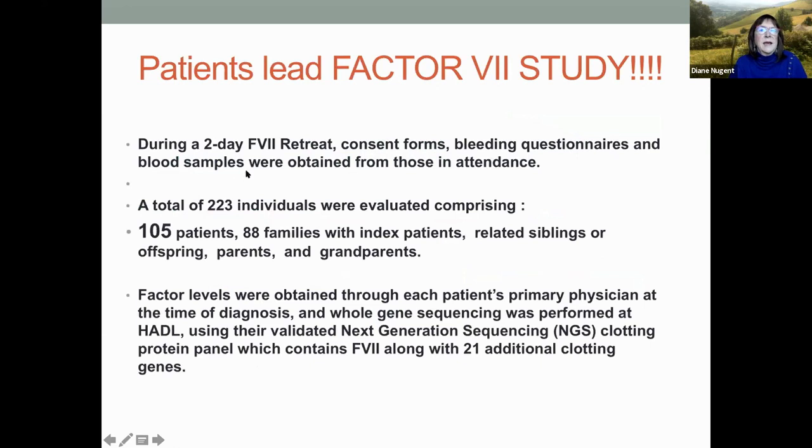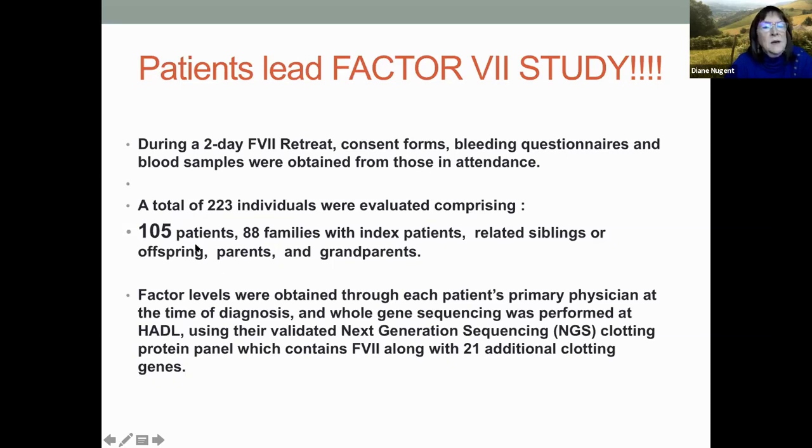And I got to tell you, drawing blood over a period of 2 days from 223 people could only be accomplished by bringing our own terrific phlebotomist, a guy named Jaime Serna. Some of you from Orange County know Jaime. He's just a miracle worker when it comes to drawing blood. And we were able to draw over 200 patients in 48 hours.